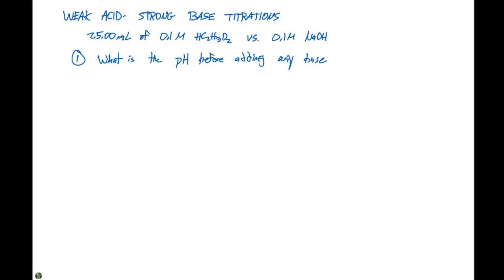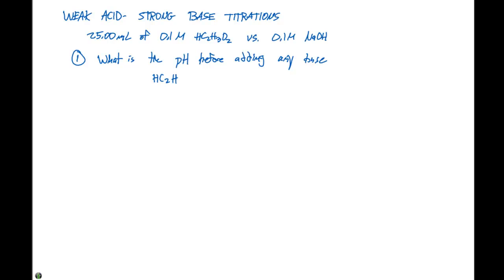Now that we've looked at a strong acid, strong base titration, let's look at a weak acid, strong base titration. And here we have 25.00 milliliters of a 0.1 molar acetic acid solution, which is a weak acid, versus 0.1 molar sodium hydroxide. The first point we're going to look at is what is the pH before adding any base.